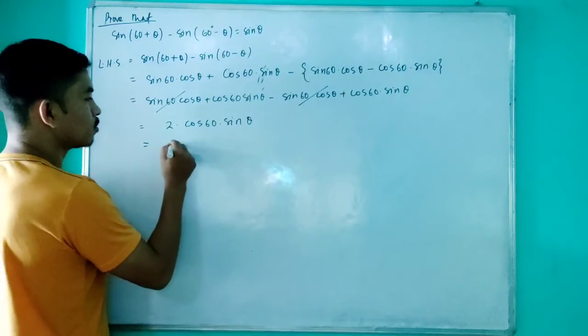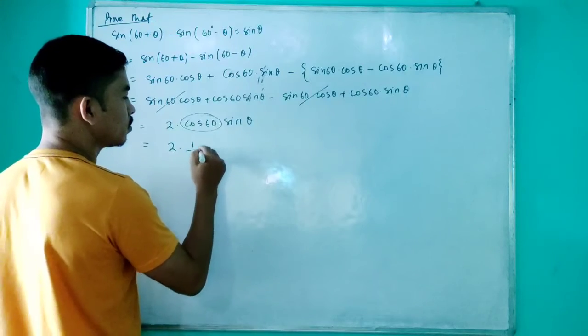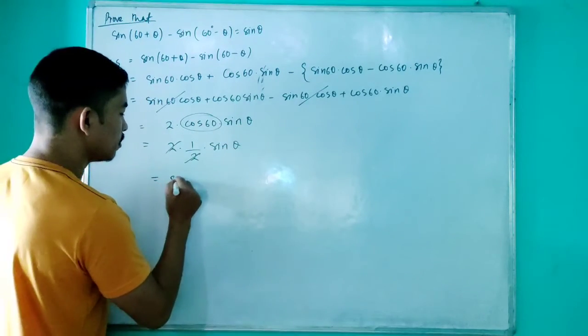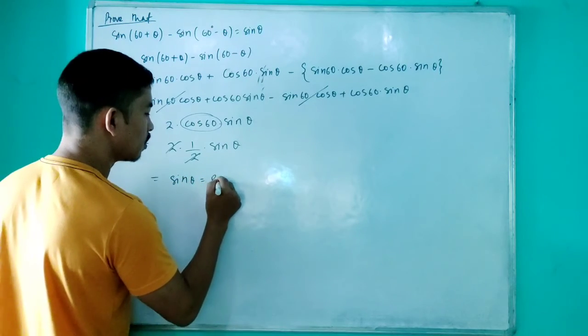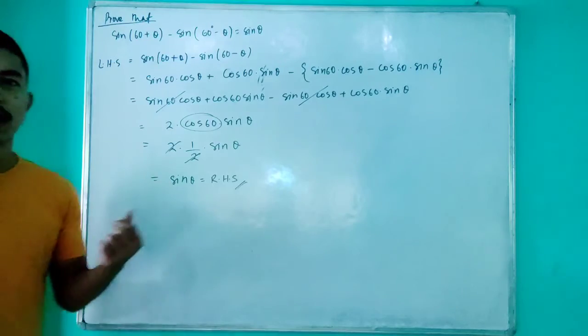Okay, so this will be equal to 2 into, now cos 60 value how much? Cos 60 is 1 by 2 into sin of theta. So 2 gets cancelled, which gives me sin theta, which is equal to the right hand side. Okay, so this is how we prove such identities.